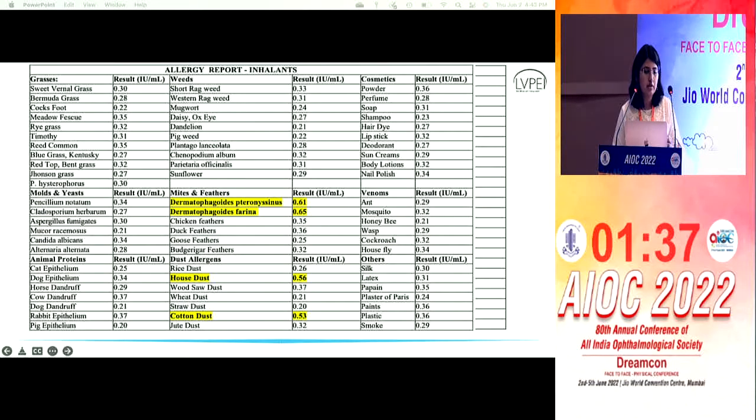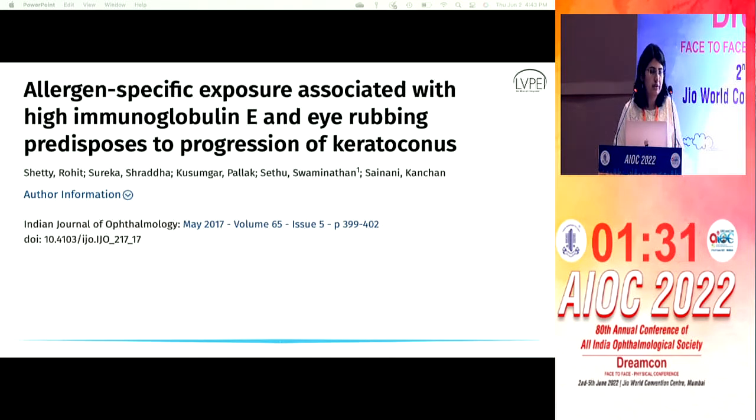And so once the agent is identified, we counsel the patient to avoid them. This has also, again, been reported in literature where complete resolution of the signs was seen once the allergen was avoided, and this way, administration of either topical or systemic immunosuppression can be avoided in these cases.